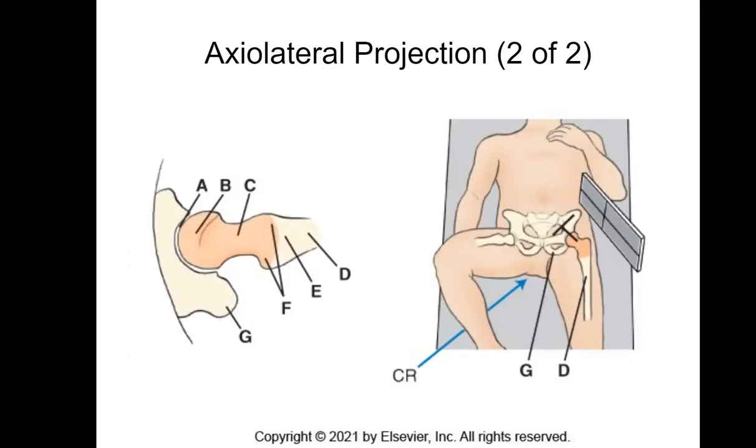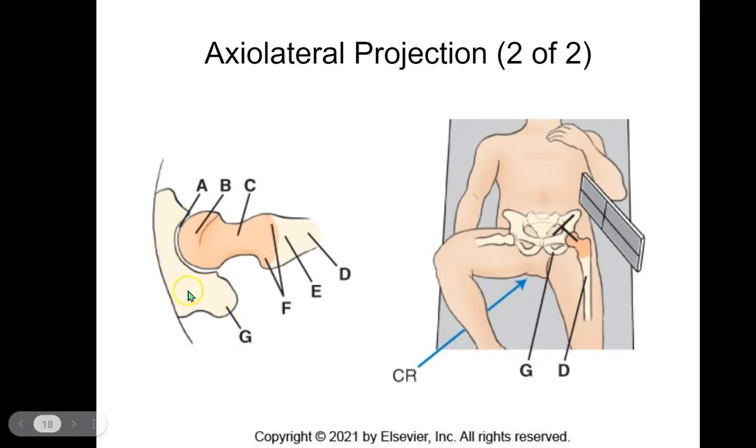If you look at the next slide here, this is also the axiolateral, but it gives us a vantage point of where the central ray is coming and where the IR is placed, okay? So the affected leg is left down, the unaffected leg is raised, and then the tube is angled towards the femoral neck of the affected side. The image receptor is placed next to the leg. The top of the image receptor is approximately the level of the iliac crest. But again, I'll demonstrate this in lab.